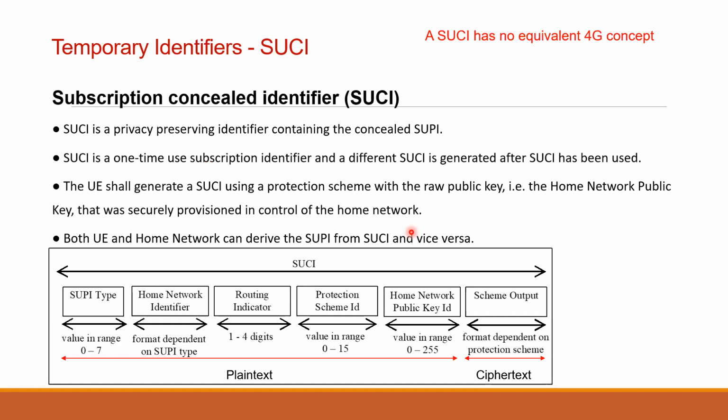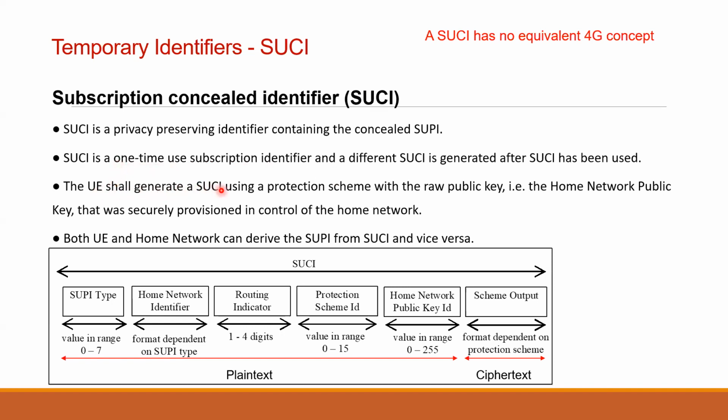The other important identifier is your subscription concealed identifier. Like it's mentioned here, it has no equivalent in 4G. In 4G, when you are doing an IMSI attach, you send the whole IMSI. In 5G, you do not send your SUPI. You always send your SUCI. So it's a privacy-preserving identifier containing the concealed SUPI. It's a one-time subscription identifier. It's one-time use, and a different SUCI is generated after one has been used. So every time a user is communicating, it is going to send a different SUCI.